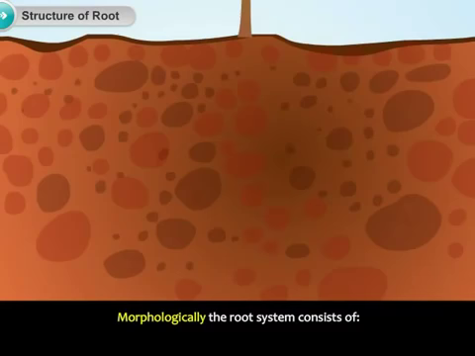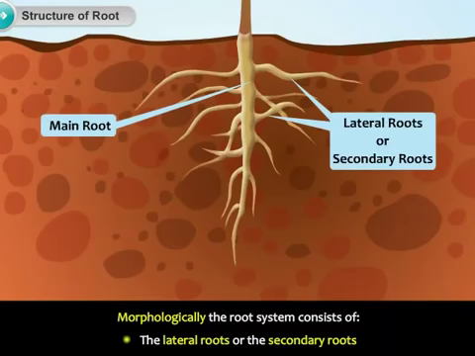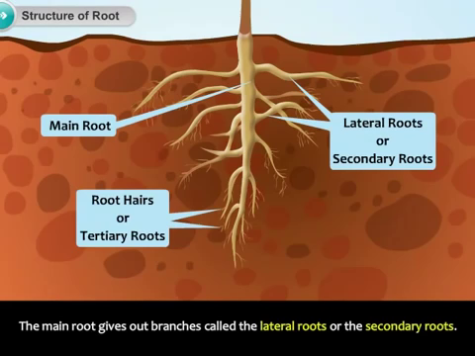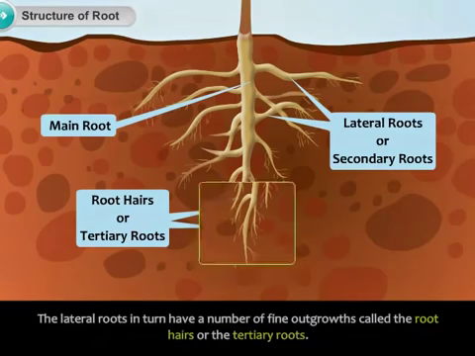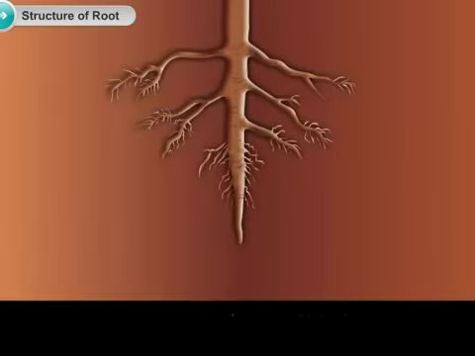Morphologically, the root system consists of the main root, the lateral roots or the secondary roots, and the root hairs or the tertiary roots. The main root gives out branches called the lateral roots or the secondary roots. The lateral roots in turn have a number of fine outgrowths called the root hairs or the tertiary roots.